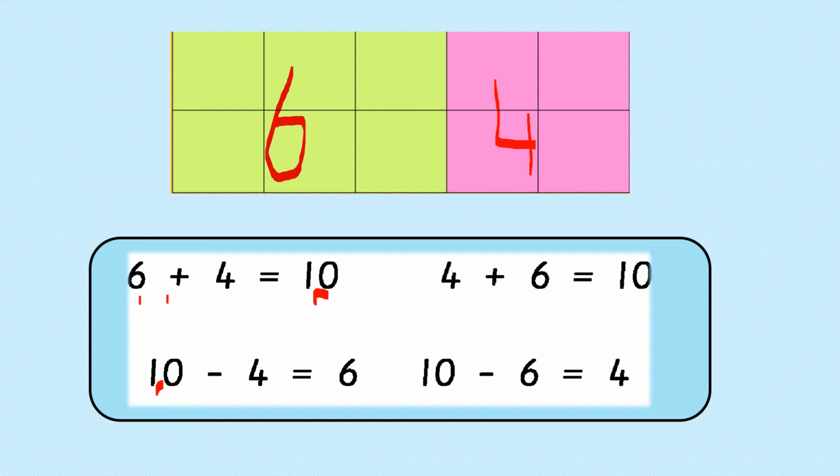Remember, when we take away, we always start with the biggest number. So we've got 10 as our whole. If I take away 4 pink, how many do I have left? 6 green, well done. 10 is my whole. If I take away the 6 that are green, how many do I have left? 4, well done. If you got all 4 number sentences, give yourself 2 ticks and a pat on the back. That's really good learning.